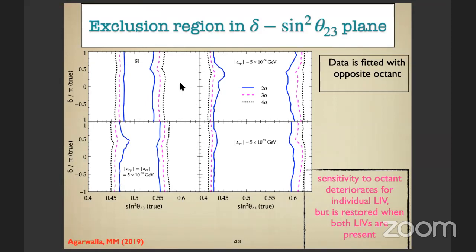And we see that when one LIV parameter A mu is present, the contours become even wider. That implies that the ability of the experiment to explore the correct octant of theta 23 gets even more reduced. And the same happens for A tau also. But when both A mu and A tau are present together, we can see that the contours again come closer together and come almost as close as in the standard case. So that means the effects of A mu and A tau get cancelled with each other, and one can largely regain the octant sensitivity of DUNE.